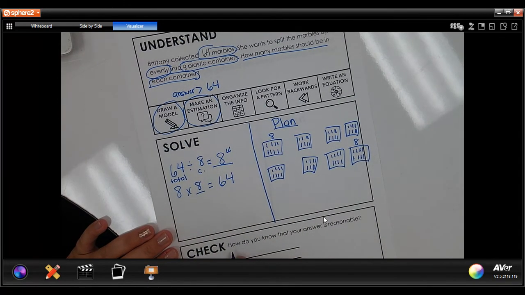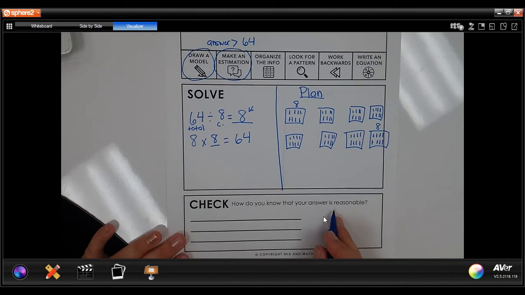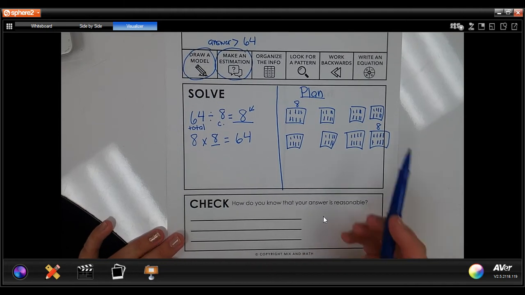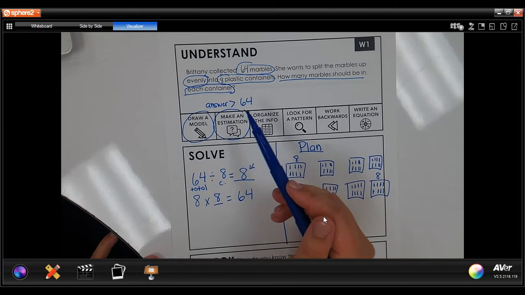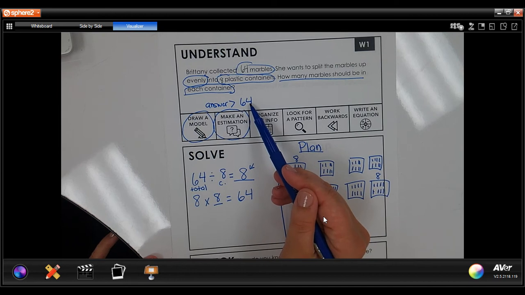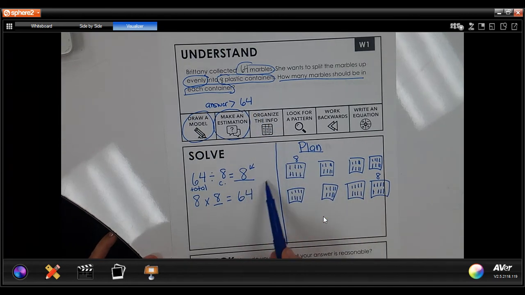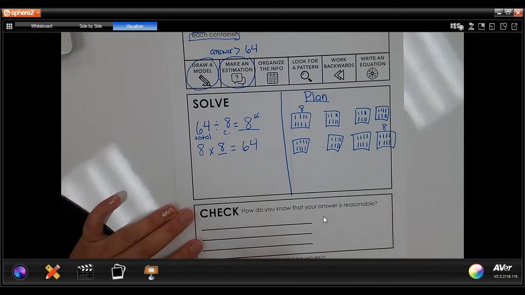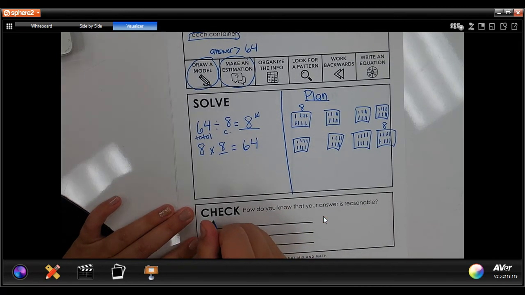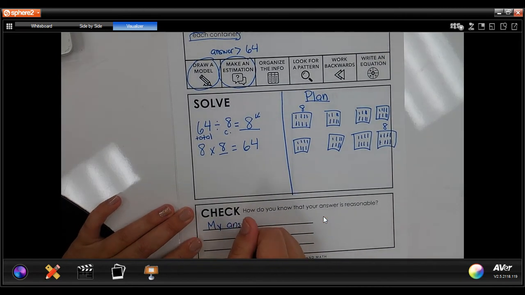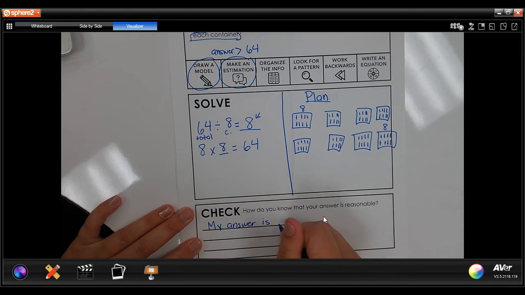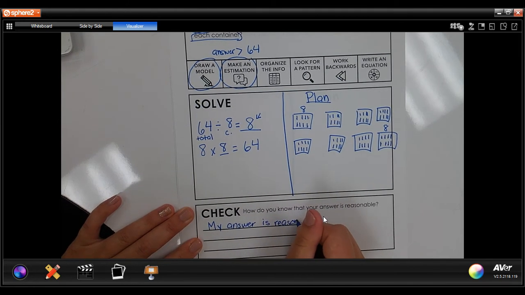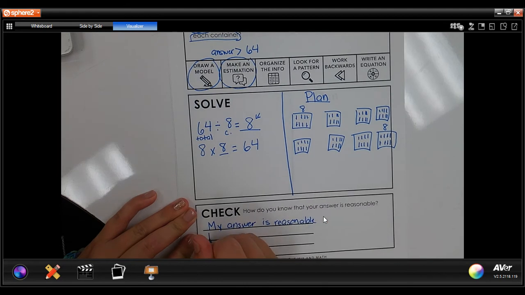So now I'm going to check, how do I know that my answer is reasonable? So before I made an estimation, I said my answer has to be less than 64. My answer is 8, so I know that that is less than 64. So my answer is reasonable, because it's less than 64.